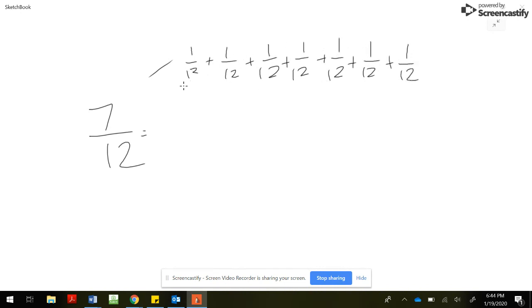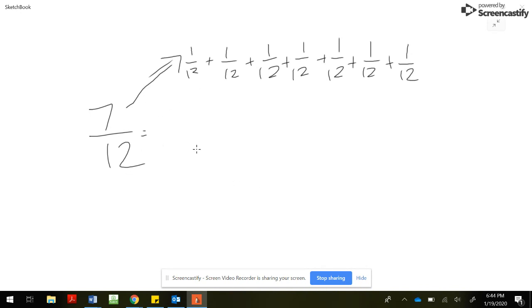Yep, I'm good. A lot of times our biggest mistake here is that people will add up 12 times, or they'll do 1/7 plus 1/7 plus 1/7. Make sure denominators should be the same all the way across.